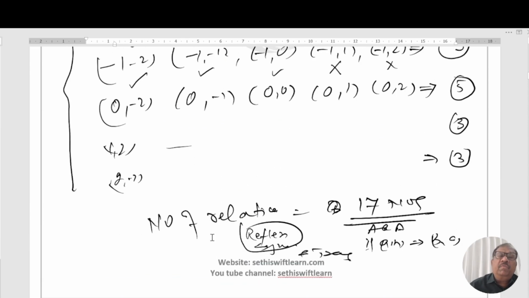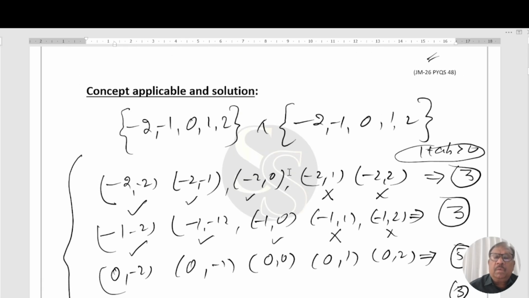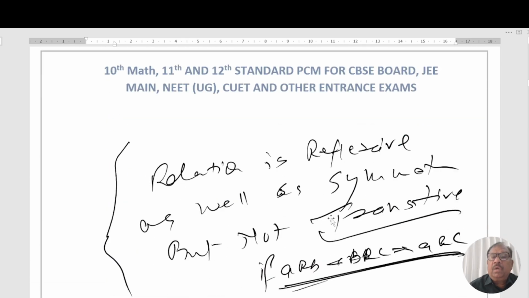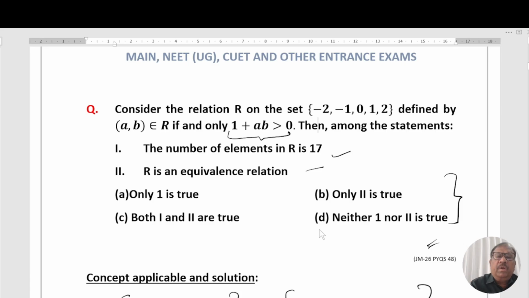So I have explained this. I can do this to save time, so the question does not become too long. I have clearly discussed the procedure. Do it yourself, right? Next question. The correct answer is: only one is true.